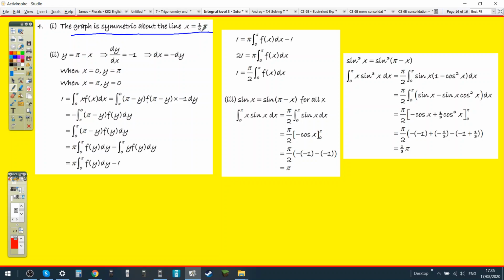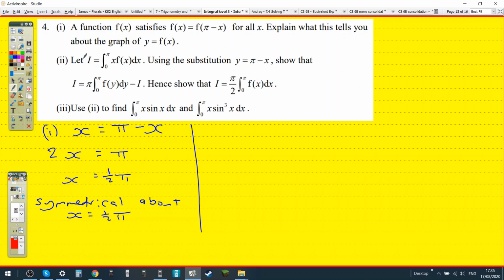The graph is symmetrical about the line x equals a half pi. Okay, so all right. Part 2. Like we didn't do this line of symmetry stuff. Let me see. So f(x) equals f(pi minus x). So I just said x equals pi minus x by inspection. x is a half pi. I think it was like what you said, to be honest, like with a sine graph.